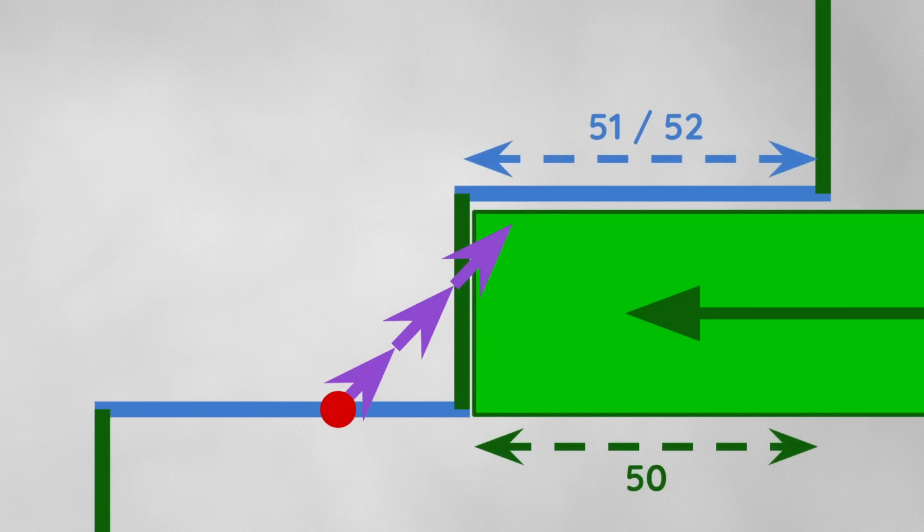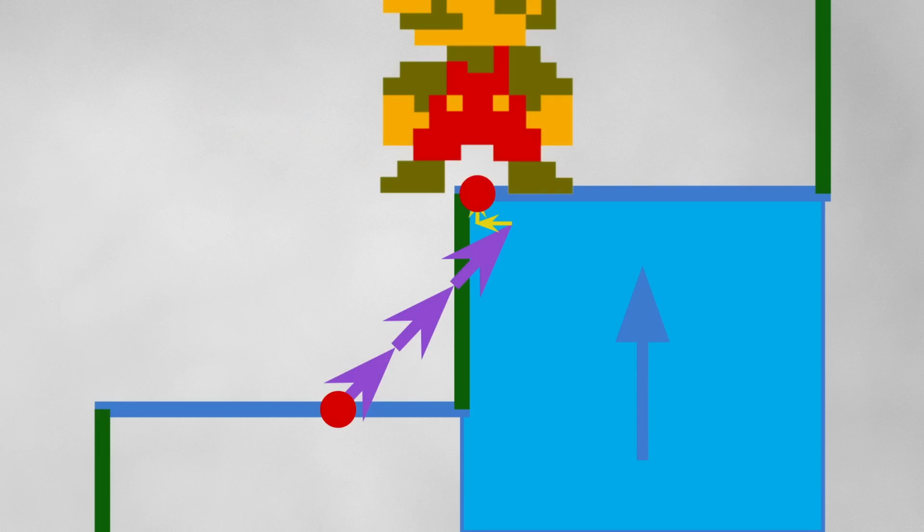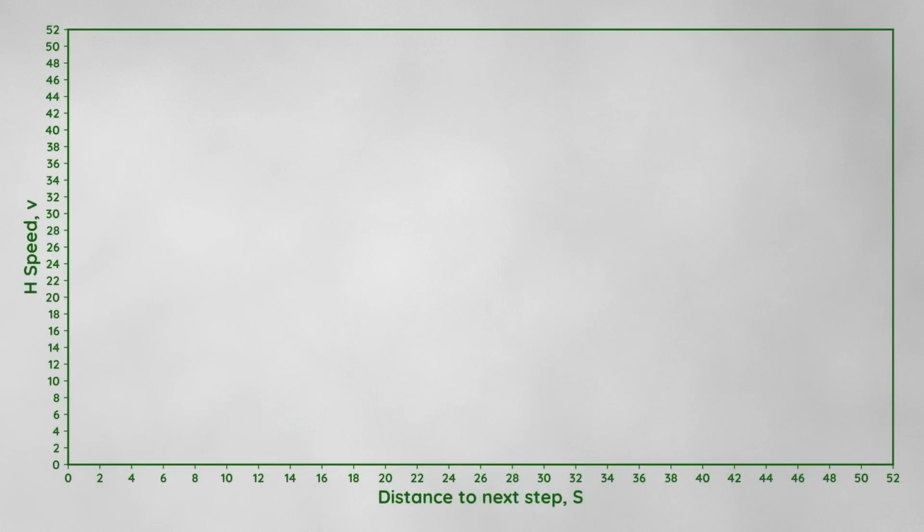In any case, after entering the wall hitbox, we get pushed back from it, and because wall hitboxes have a half width of 50, but each step is 51 or 52 units wide, we get pushed to 1 or 2 units into the step. Then the floor hitbox acts, so we get raised to the floor surface, landing and cancelling all our vertical velocity. Under what circumstances can we successfully clip into the wall?